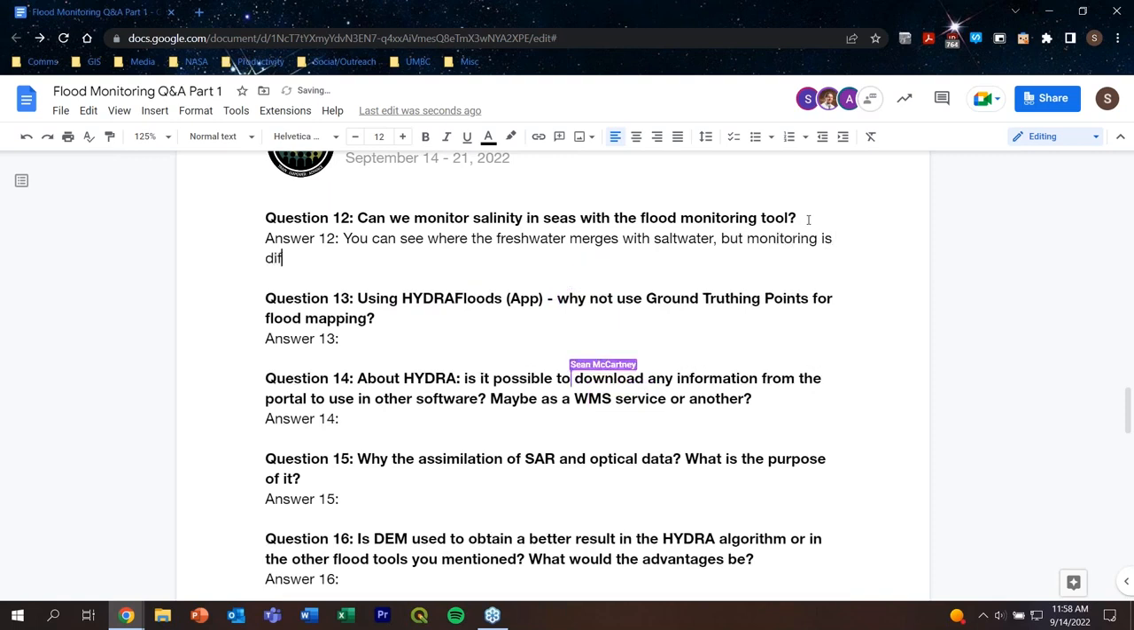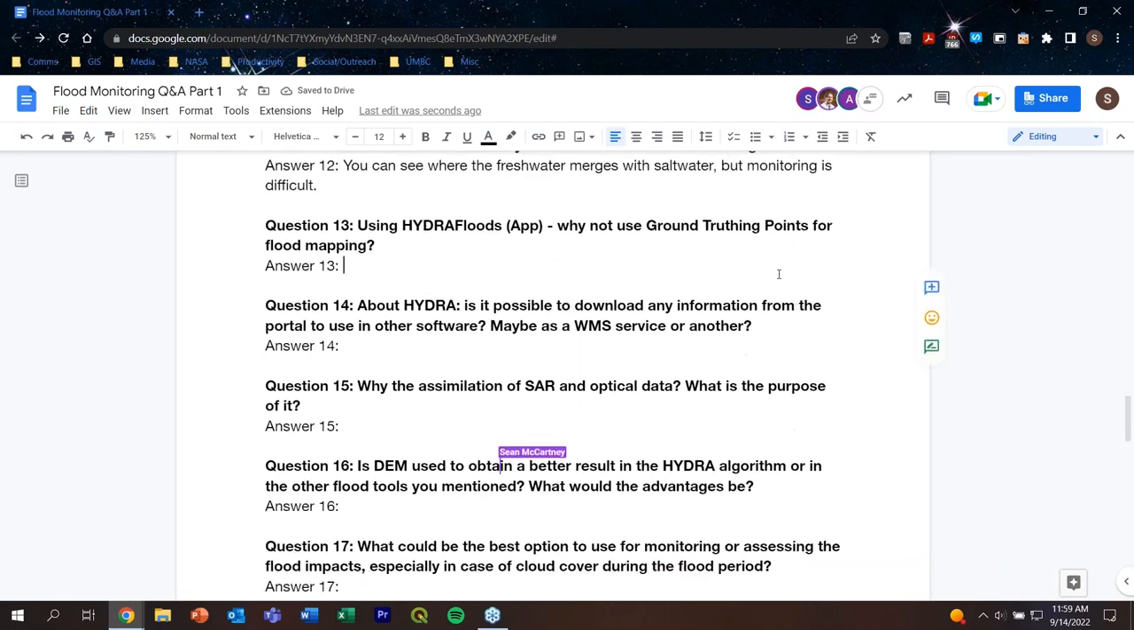So using HydroFloods, this is question 13. Using HydroFloods, why not use ground truthing points for flood mapping? Okay, we'll wait for Caroline to help us with that.